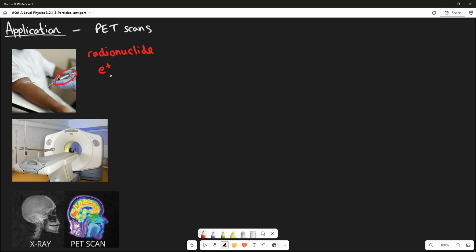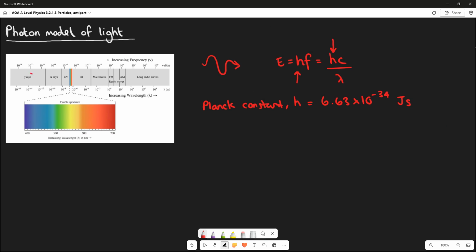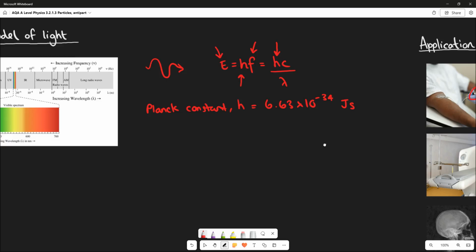So the way that it works is that positrons are emitted by this radioactive material, and when they collide with an electron, they produce a photon of light, and it's a gamma particle. If we have a look back at the previous diagram, we can see that the gamma rays are at this end of the electromagnetic spectrum. They're quite high energy, high frequency. Notice that high energy would correlate with high frequency. The higher the frequency, the more energy.